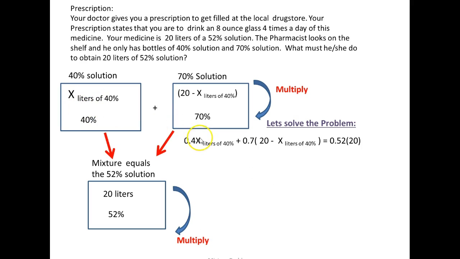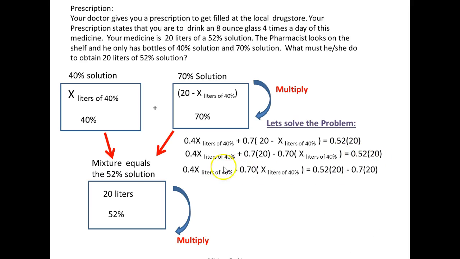So we have 0.4, change all percents to decimals. 0.4 times X plus, we're going to mix 0.7 times 20 minus X liters, and we're going to result in 20 liters of 52% solution. So we have 0.7 times 20 minus X is equal to 0.52 times 20 liters. Okay. And then we distribute the 0.7 throughout. We get 0.7 times 20 minus 0.7 times X equals 0.52 times 20.